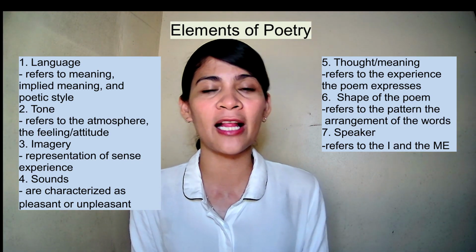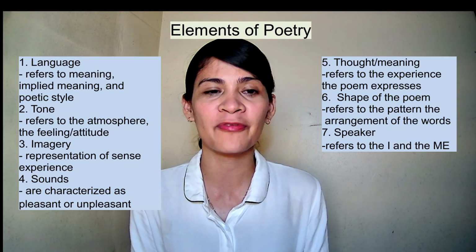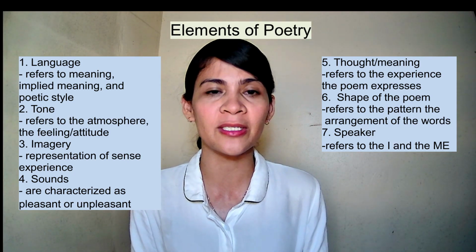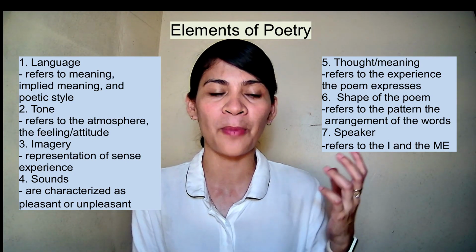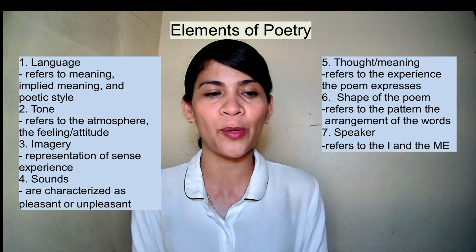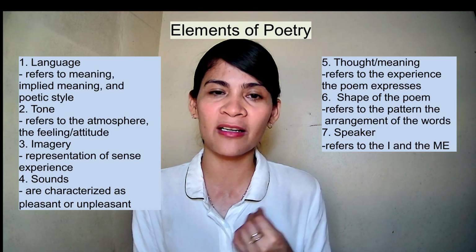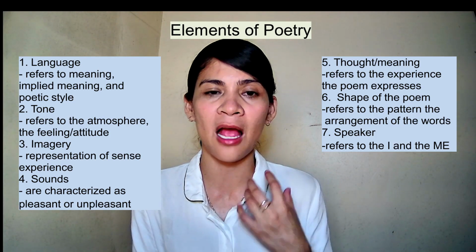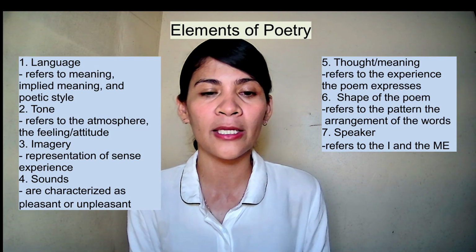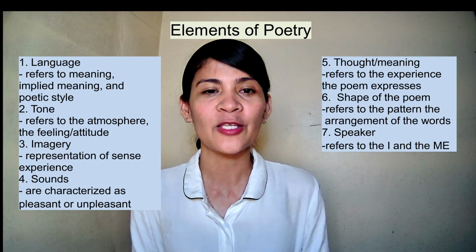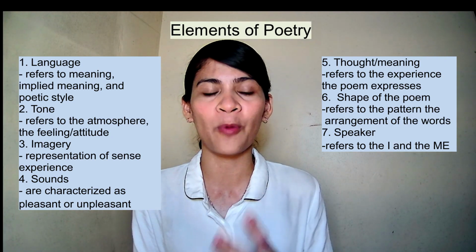The number 7 element of poetry is the shape of the poem. It refers to the pattern of arrangement of the words. So it should be properly arranged when you talk about poetry. And number 8 is the speaker. In some poems the speaker identifies himself as I and me, while in others, the speaker remains in the background. Okay, so those are the elements of poetry.